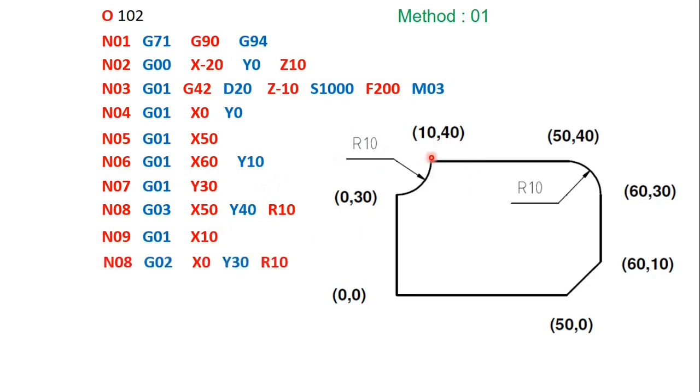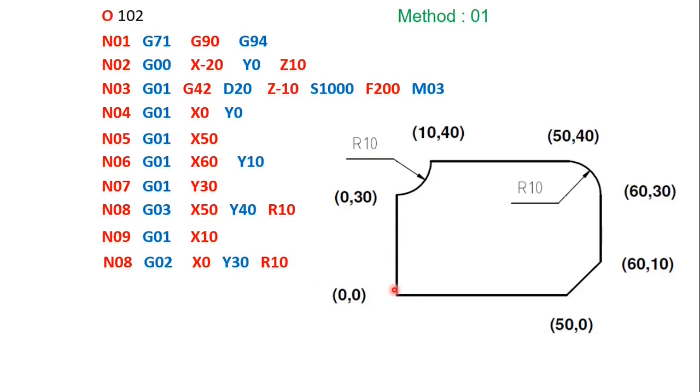After this one, I have to go circular. But how is it going? You can see this is going clockwise. So from here I have to define G02. Then X0 and Y30. See, the coordinates of both endpoints have changed. That's why I'm defining both X0 and Y30. And what is the radius of this curve? That is 10.